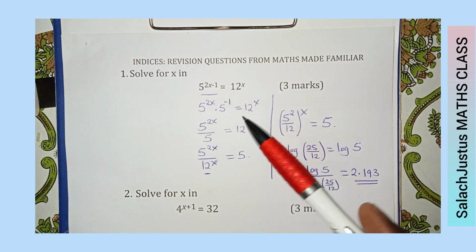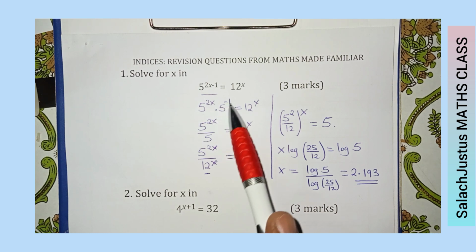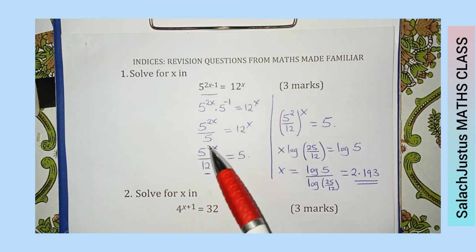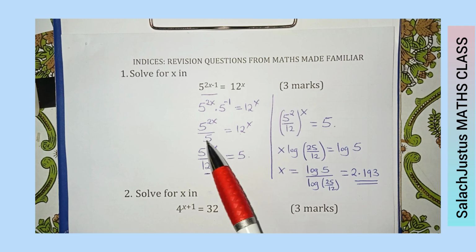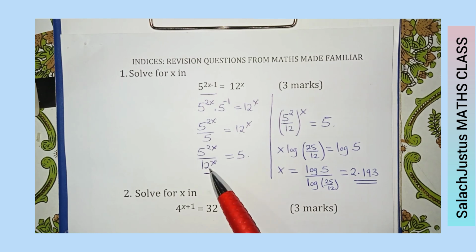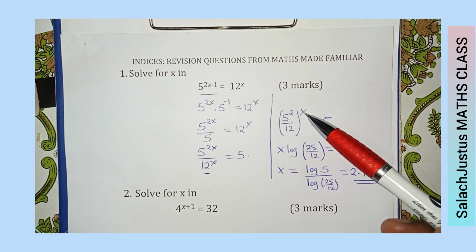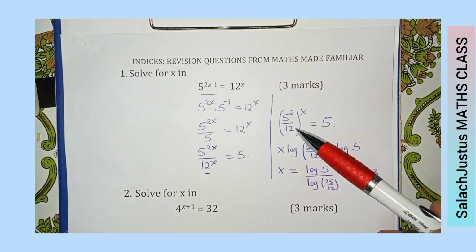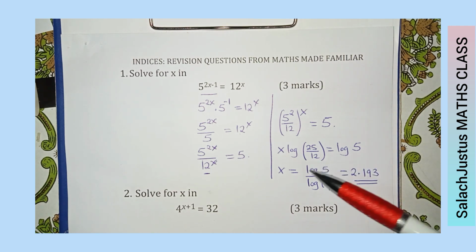So notice that we first decomposed the number to 5 to power 2x multiplied by 5 to power negative 1. That takes us to this, 5 raised to power negative 1 brings 5 to the denominator. We multiplied by 5 both sides and divided by 12 to the power of x, as we can see here. Then we can isolate our power x as a common power for both 5 to the power of 2x and 12. Introducing logarithm to both sides gives us x as 2.193 in 4 significant figures.